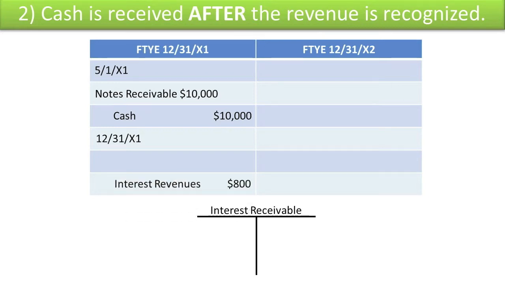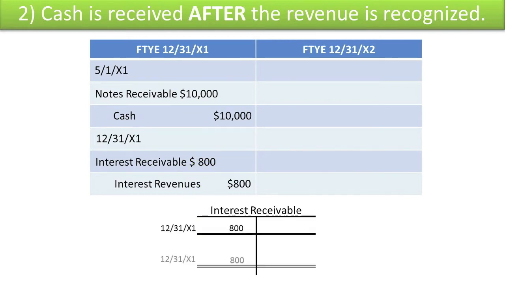Credit interest revenues, $800. Now the question is, did we receive the cash and therefore debit cash? The answer is no, we didn't. So we have a receivable, debit $800. We can then post that to the interest receivable ledger, winding up with a debit to interest receivable at the end of the year of $800. In the future, we should collect this $800 in cash.